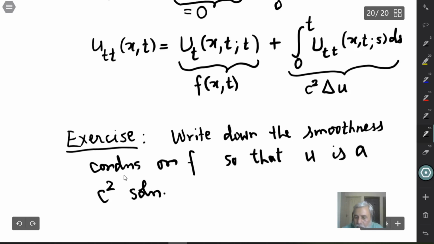With that, I will conclude this lecture, and next time we will see another interesting application of the method of descent to the telegraph equation.